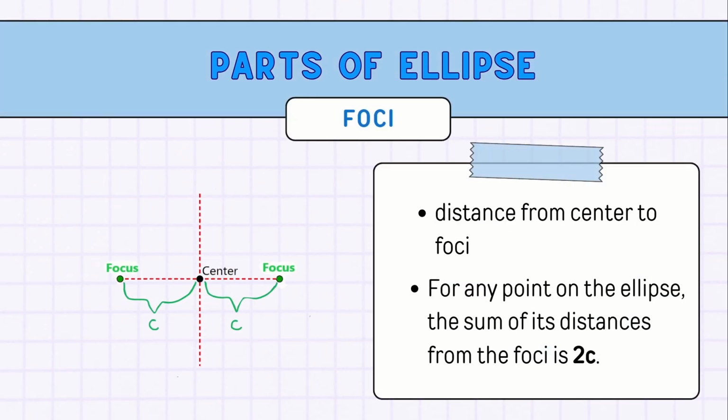Second, foci. For any point on the ellipse, the sum of its distances from the foci is 2c. It means that the distance from the center to each focus is called c. So, if we have two focus, or what we call foci, we add the two distances, getting 2c.